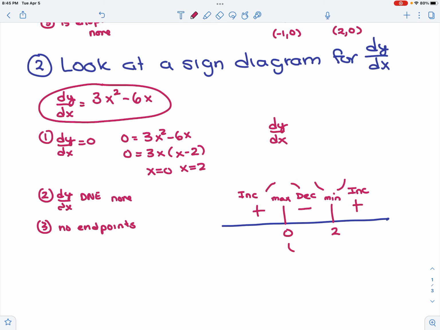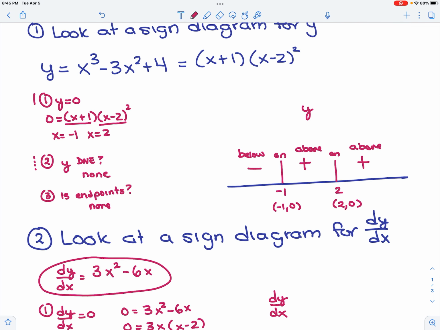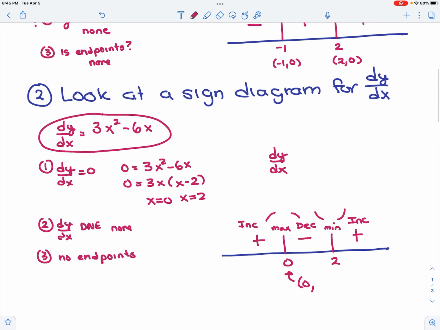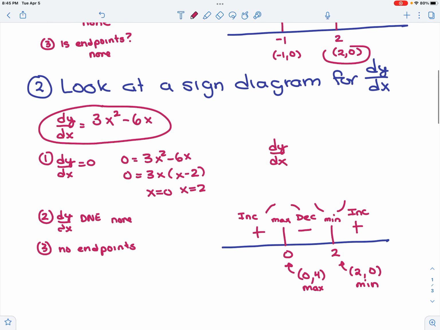So we can actually find the coordinates of these. So this will be at 0, and I'm going to put it into the original y, and I get 4. So 0, 4. And then I already know the coordinates for 2 because I found it up here. So 2, 0. Okay, so this is a max, could be local, is going to be local, and a local min.